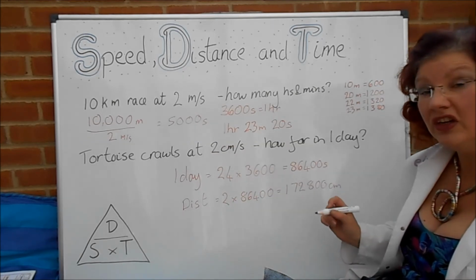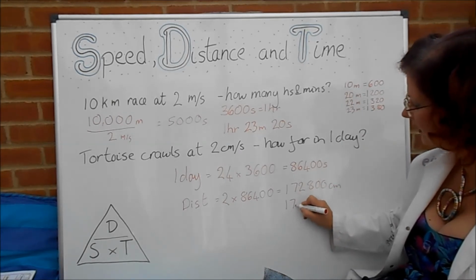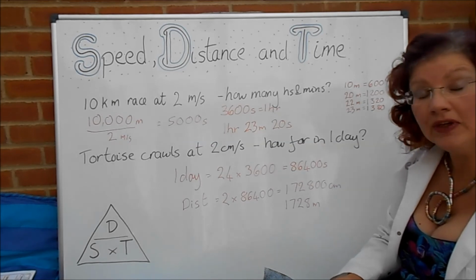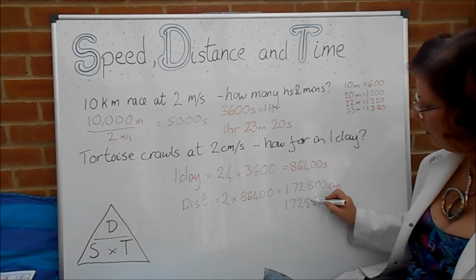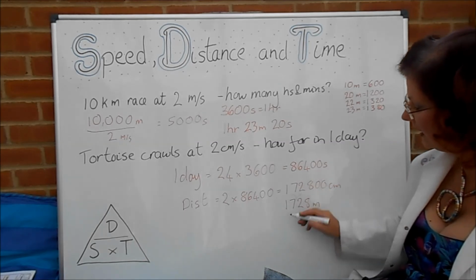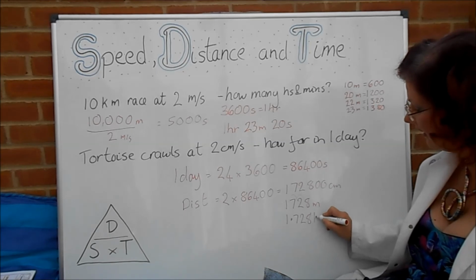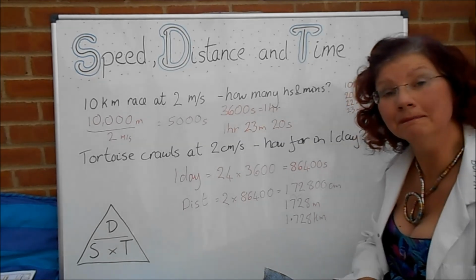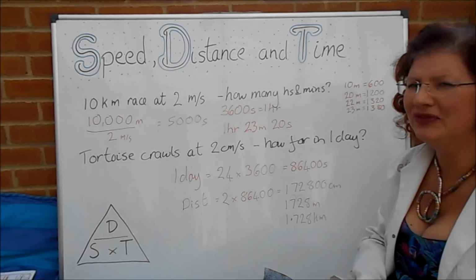So for a start, we can convert that into metres, can't we? 100 centimetres in a metre, so that's 1,728 metres. And now we can convert that into kilometres, 1,000 metres in a kilometre. So moving the decimal point 1, 2, 3 times, 1.728 kilometres, which is a little over a mile. So that's not bad really. That's if he keeps going all day. Might need a bit of lettuce to fuel him on that.